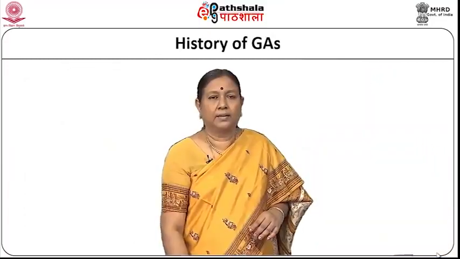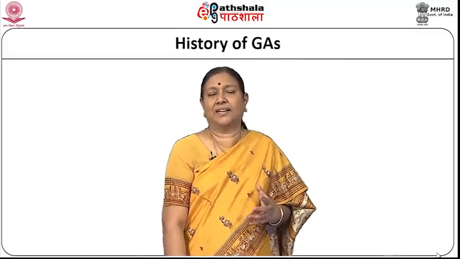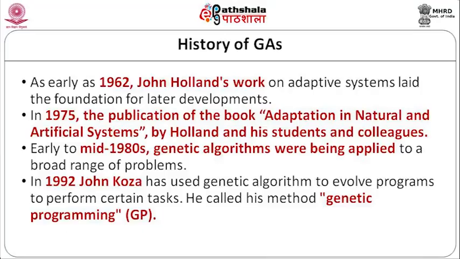Now, let us talk about the history of genetic algorithms, or GAs as they are called. It is not new. Far back in 1962, John Holland's work on adaptive systems laid the foundation for what later came to be called genetic algorithms. And in 1972, the publication of the book Adaptation in Natural and Artificial Systems, by the same Holland and his students and colleagues, laid the foundation for other people to use the concept of genetic algorithms.